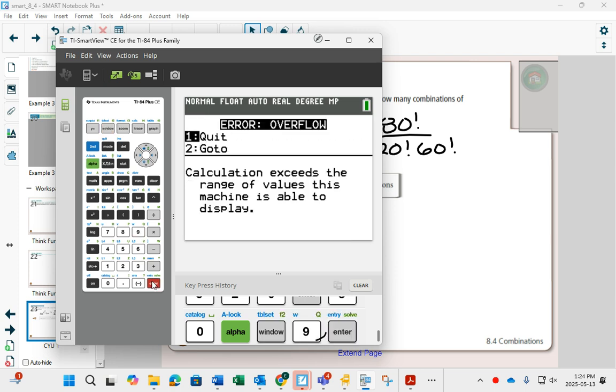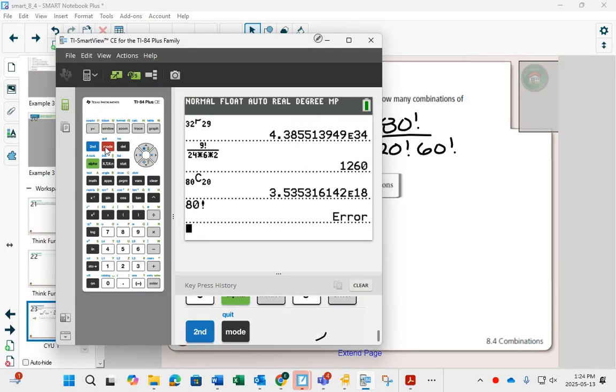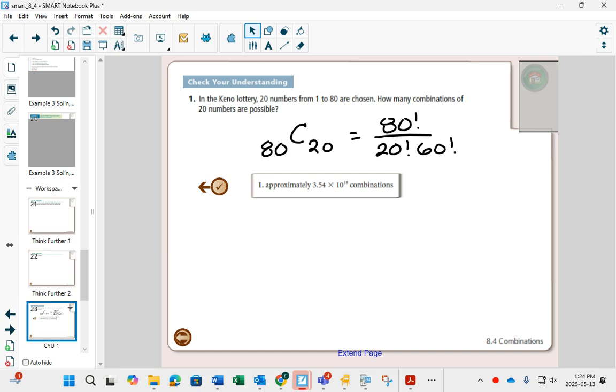figure out what that is, it's too big for your calculator. Your calculator explodes. It's like, that's too many numbers for me to remember. But it does allow you to do the 80 choose 20. And it's a very huge number. So you're going to have to find where your C button is on your calculator.